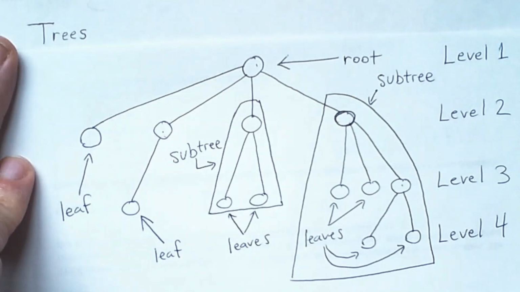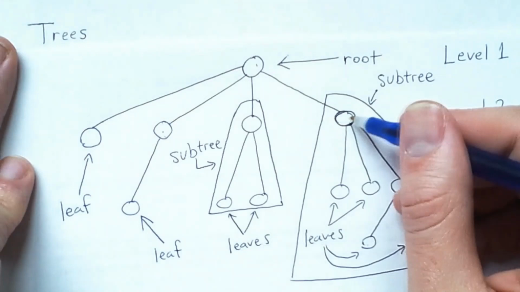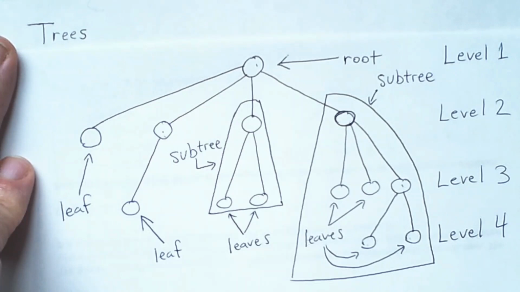So I mentioned earlier that these nodes are the children of that node, and these two nodes, which are siblings, are the children of this node. That makes them the grandchildren of this node, and all of these nodes beneath this one node are descendants of that particular node. Another concept I want to define is the height.